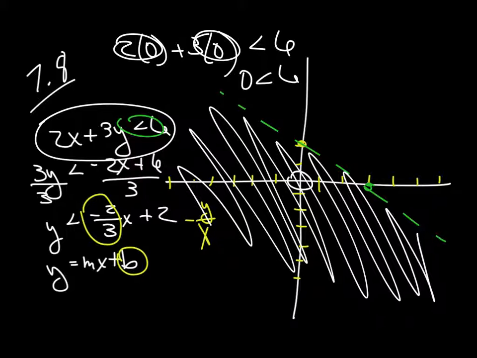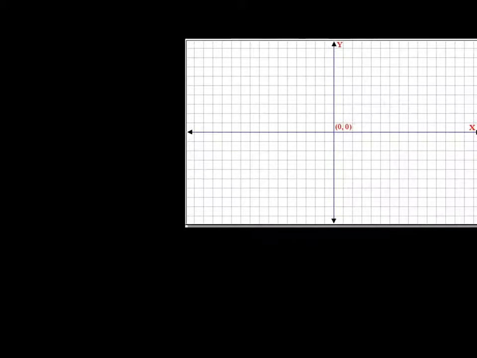In 7.8, the only difference is we're going to have two inequalities, and we're going to graph both of those lines on one graph, and then I'll show you what we'll do with that. Okay, so let's try one of these. Let's try x plus y is less than 4, and negative x plus y is less than or equal to 3. We're going to graph both of those inequalities and then see what they have in common.